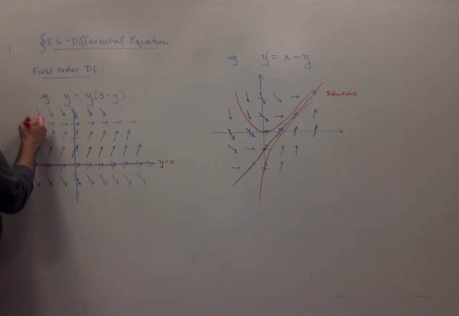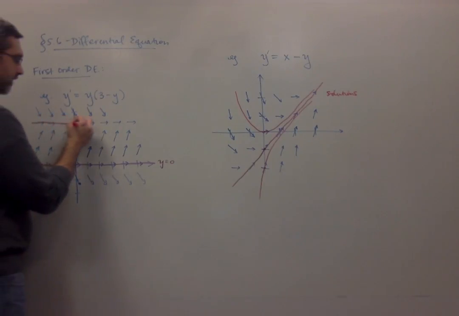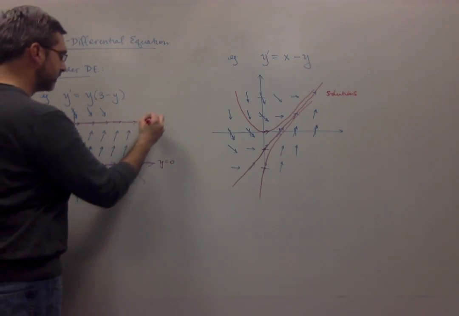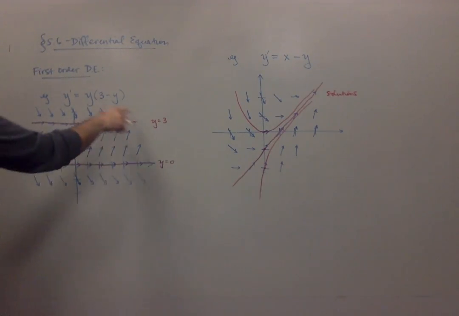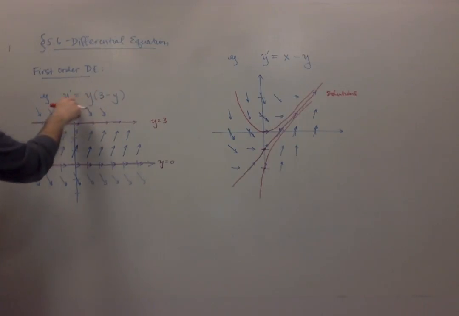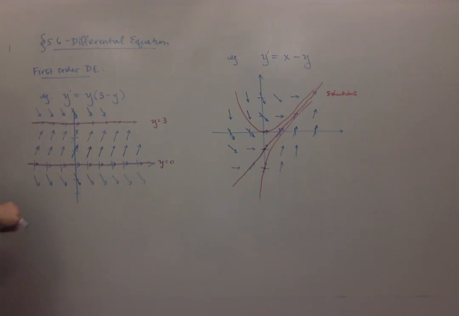Notice that if y equals 3, my slope is always 0 as well. So y equals 3 is actually a solution there as well. If you were to plug that in, this side is 0. The derivative of 3 is also 0.